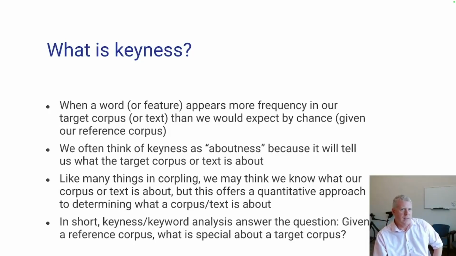We often think of keyness as aboutness because it will tell us what the target corpus or text is about. Like many things in corpus linguistics, we may think we know what our corpus or text is about, but this offers a quantitative approach to determine what the corpus or text is about, at least with a handful of keywords, words that come up. So in short, keyness or keyword analysis answers the question, given this reference corpus, what is special about this target corpus? That's what keyness analysis answers.